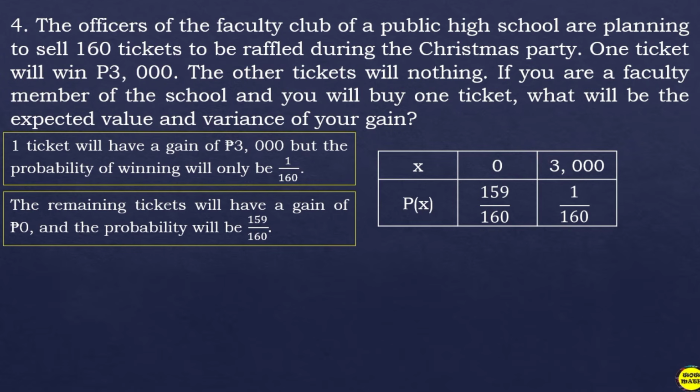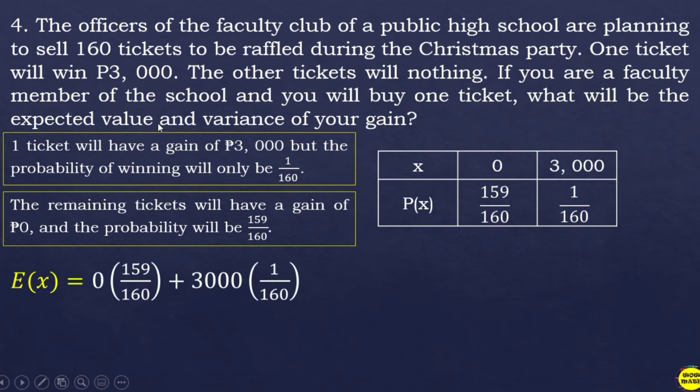Okay, again. So, you will win 3,000. Okay, when you buy one ticket, you win 3,000, but the corresponding probability is 1 over 160. And then the other tickets, you win nothing. So, the probability of that is 159 over 160. So, if we get the expected value, that is 0 times 159 over 160 plus 3,000 times 1 over 160, the answer is 18.75.